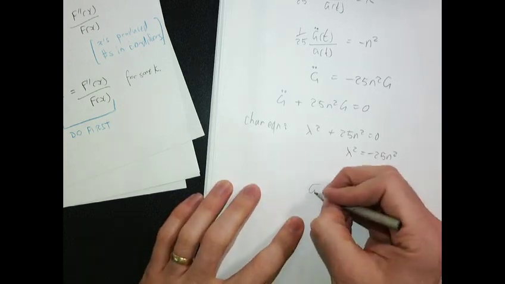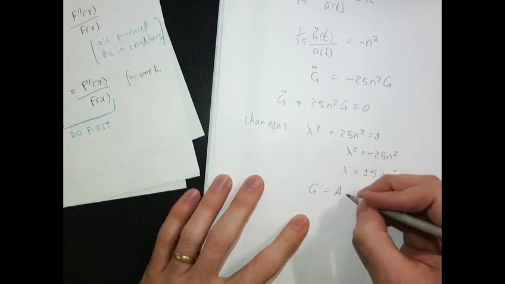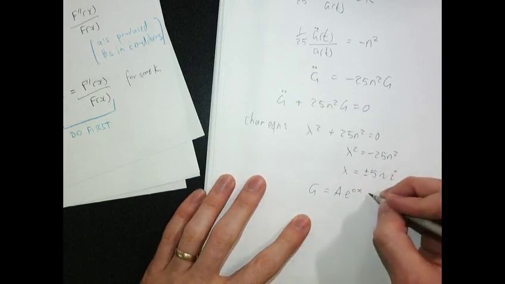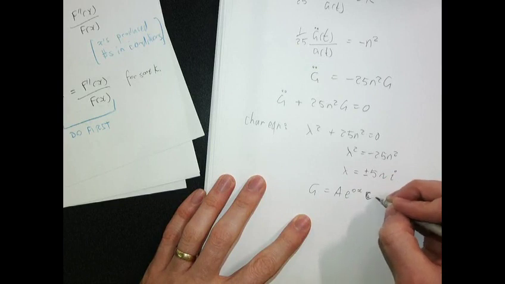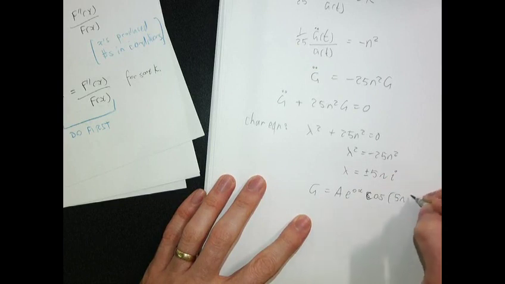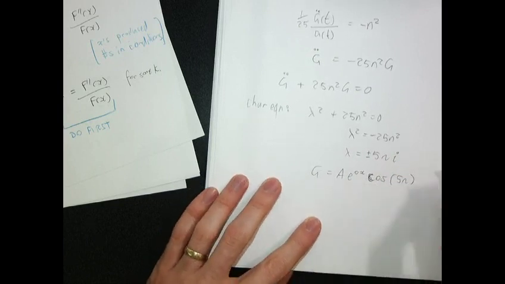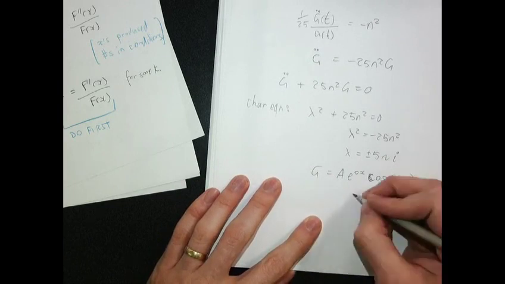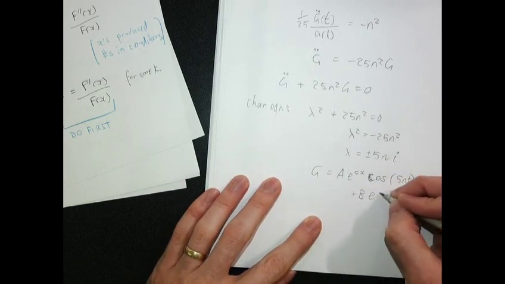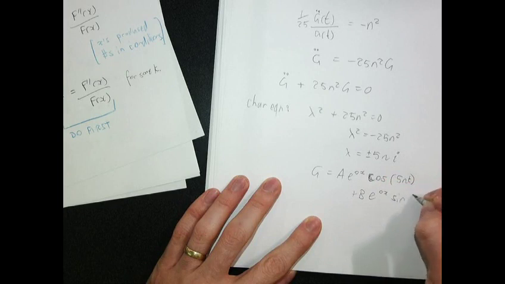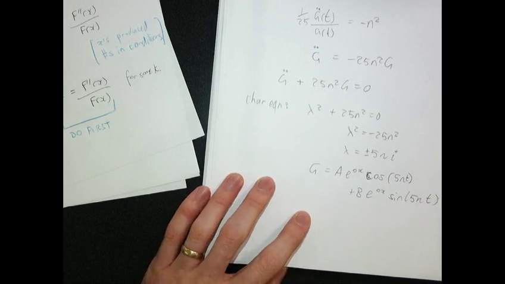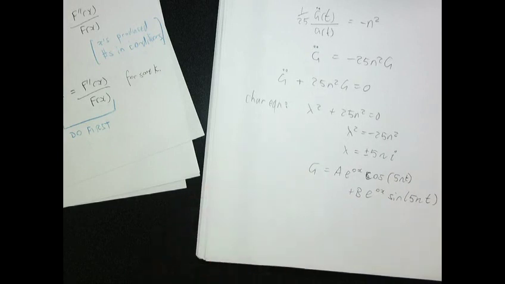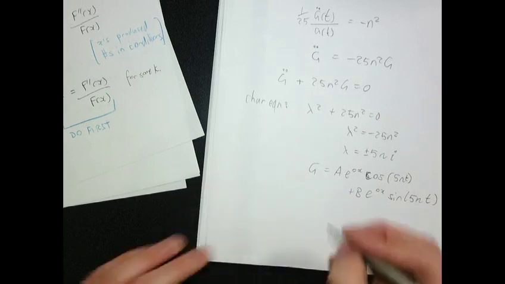And so therefore I'm going to get that G is a x t t. Like that. Which is of course this.